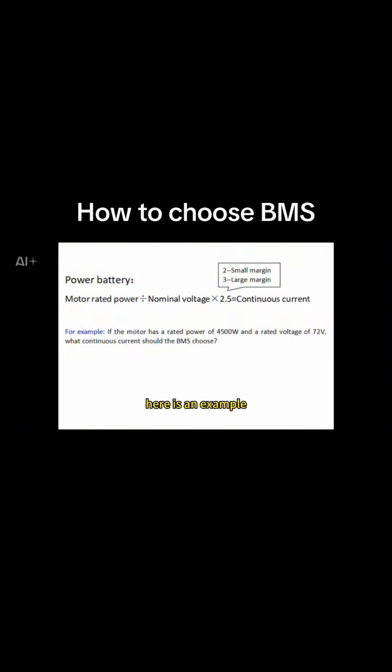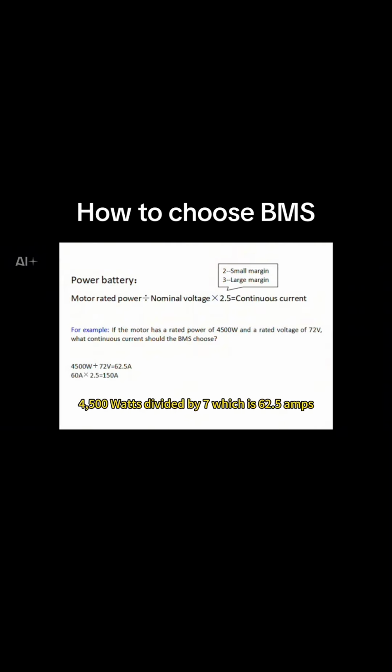Here is an example. If the rated power of your motor is 4,500 watts and your rated voltage is 72 volts, then you can calculate it like this. 4,500 watts divided by 72 volts is 62.5 amps. Let's take an integer, 60 amps, times the 2.5 times margin, which is 150 amps. Then we can choose a protection board with a 150 amp continuous current.